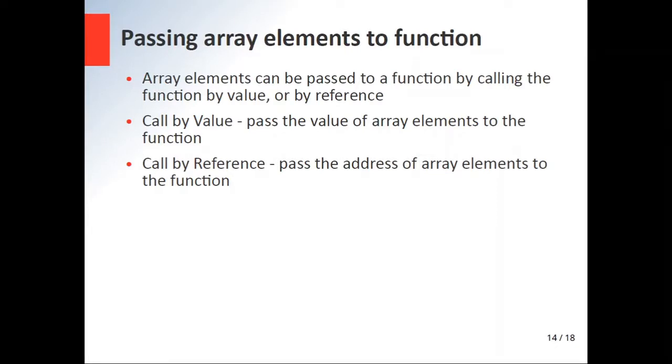The array elements can be passed to a function by calling the function by value or by reference. This is similar to the function call we have learned in the last class. First one is called by value. In this method, the value of the array elements is passed to the function. Second one, called by reference. In this method, we are passing the address of the array elements to the function. Next, we will see an example for each one of these.